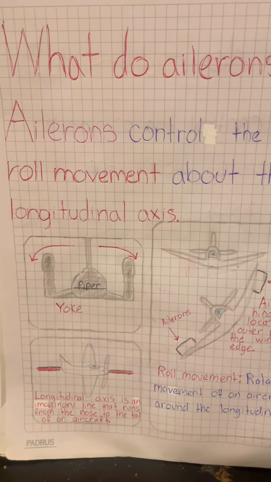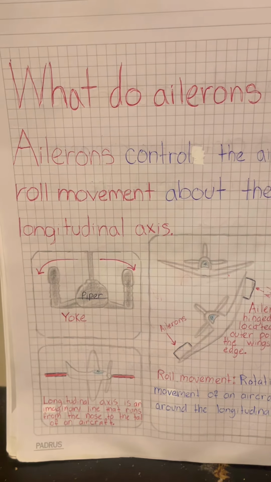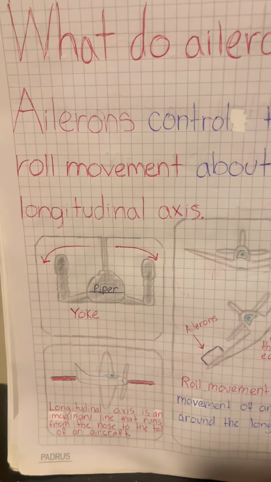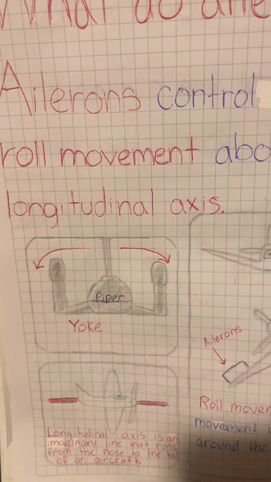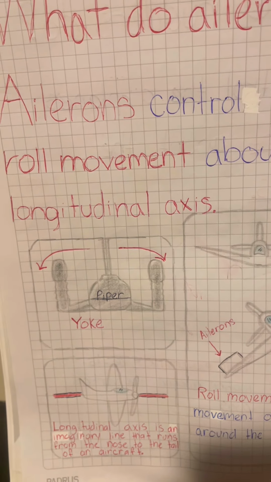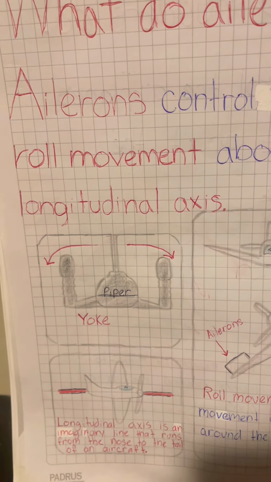Now let's go by parts. So how does one control the airplane's roll movement? We control it by using the airplane's yoke. So if we move the yoke to the left or the right, the plane will be rolling left or right.